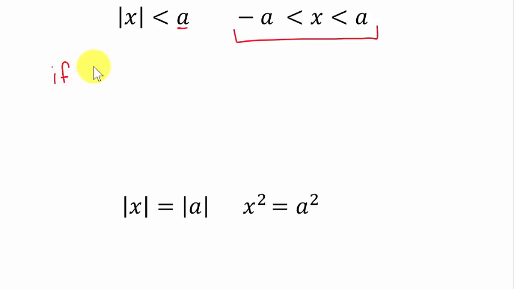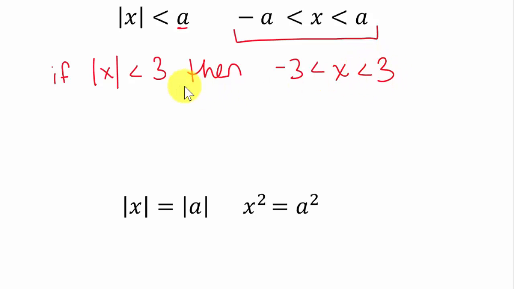So as an example, if the absolute value of x is less than 3, then what we know is that we're going to take this 3 and say negative 3 must be less than x, which must be less than 3. So I took this value, made it negative and put it here. X is in the middle, and then I have the positive version of that here. And that makes sense because if the absolute value of x is less than 3, you can pick any number between these, like negative 2, and the absolute value of negative 2 is 2, which is less than 3.